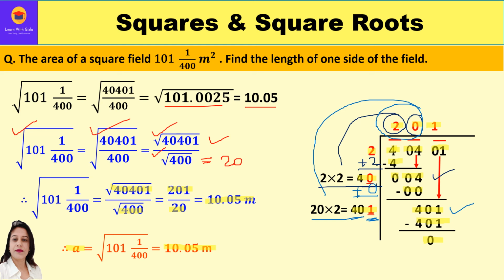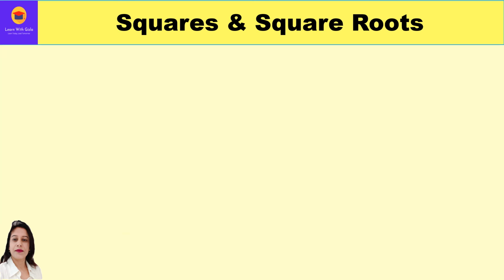So what we have exactly done is, in the first method we converted into decimal form and then calculated the square root of that decimal form. Over here in the second method we have not converted into decimal form. We have split the square root into numerator and denominator separately. We have separately solved them, found the rational number 201 upon 20, which we divide and get 10.05. So this is the second method. Any method you can use to solve this question and find out the length of each side of the field, right?